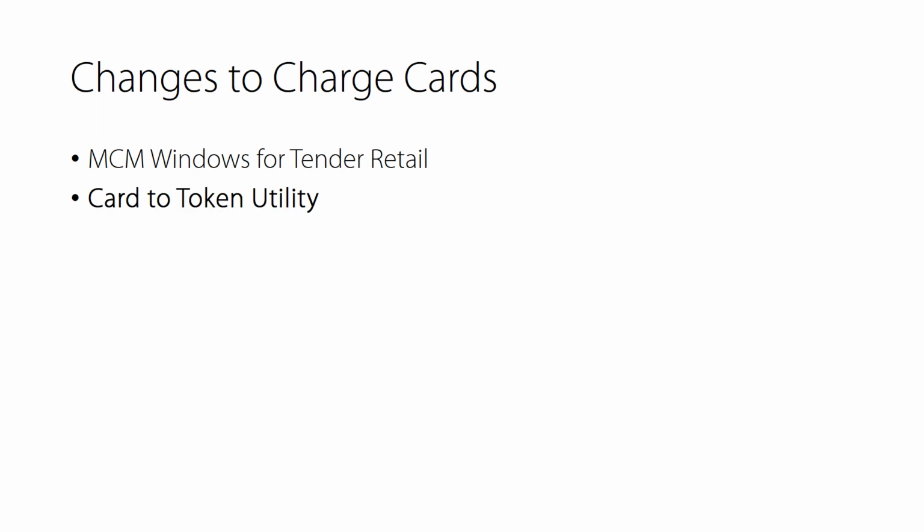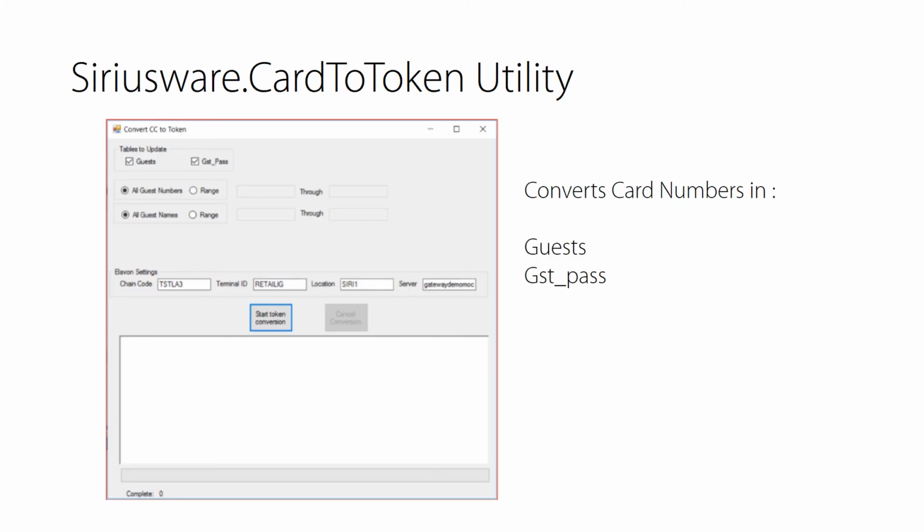The new Seriesware Card to Token utility accesses credit card numbers stored in the Accesso Seriesware database, like in the guest record, for example, and converts them to tokens. These new tokens will be stored in the database in replacement of card numbers. Users can limit converted cards by filtering either guest number or guest last name.